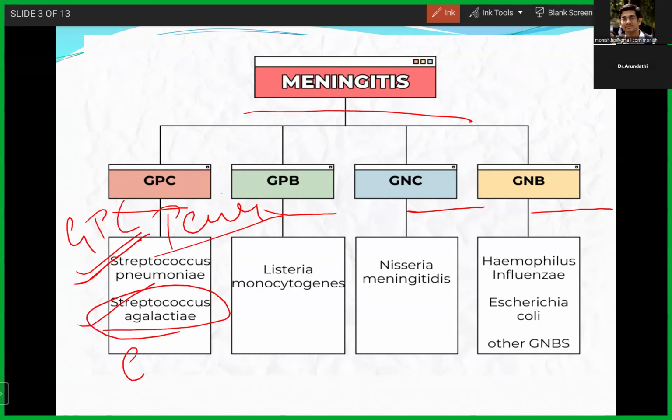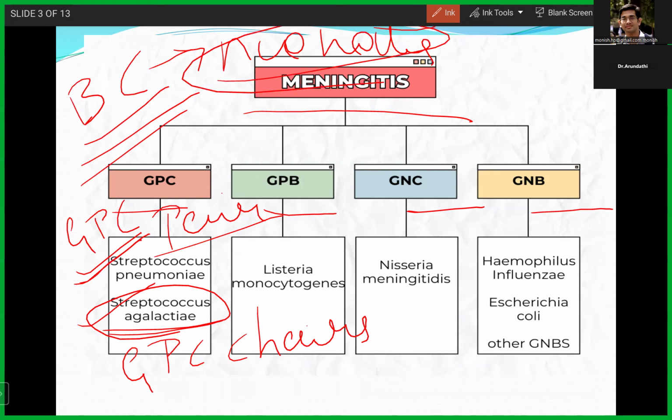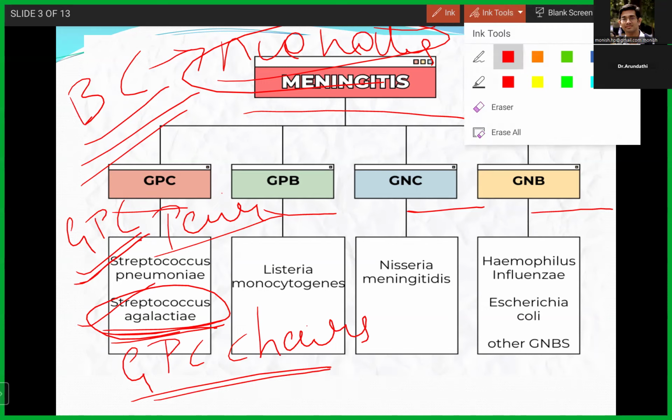Streptococcus agalactiae is gram-positive cocci arranged in chains. Do you remember Streptococcus agalactiae anywhere? Have you heard where it is present? Yes, you will have to think where Streptococcus agalactiae is present: in the maternal birth canal. Therefore, when a baby is coming out of the birth canal, this can result in meningitis in whom? In the newborn. So, in neonates, if meningitis is seen, then the most common agent is Streptococcus agalactiae, which are gram-positive cocci in chains.